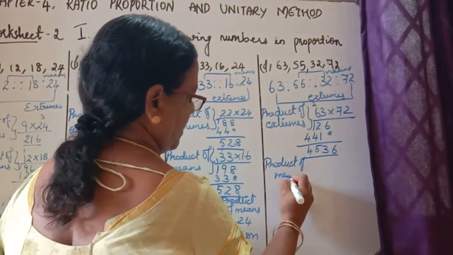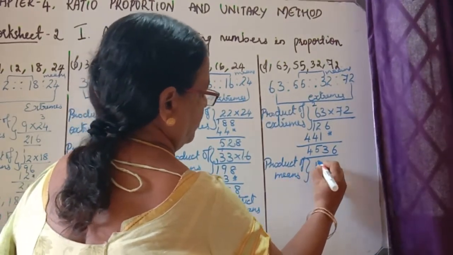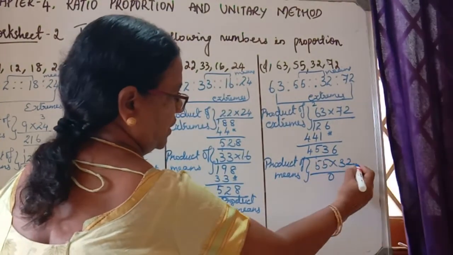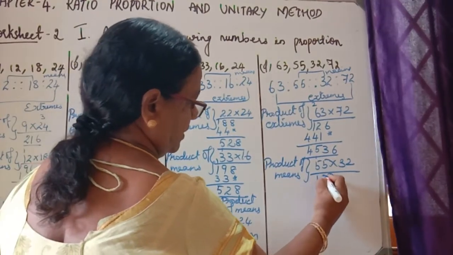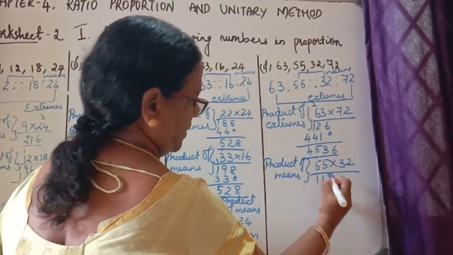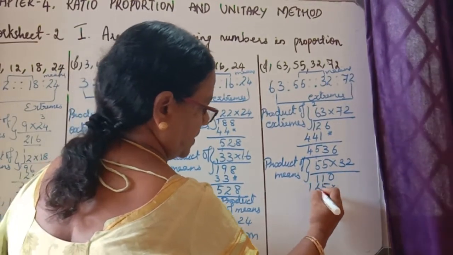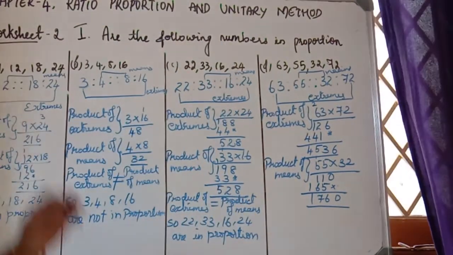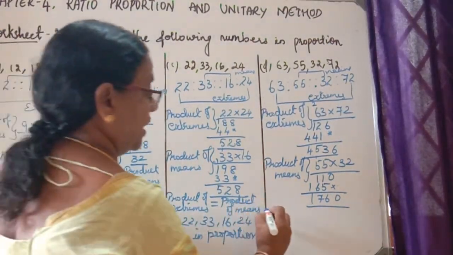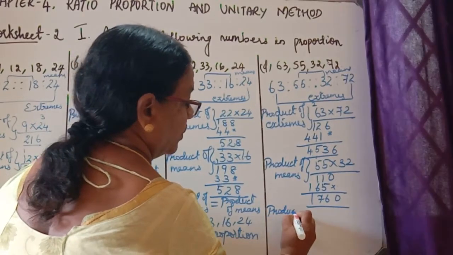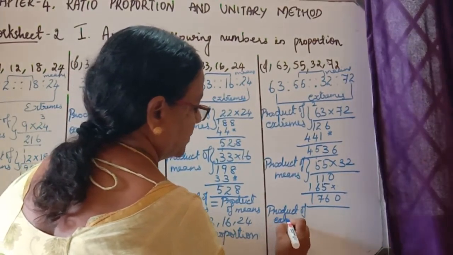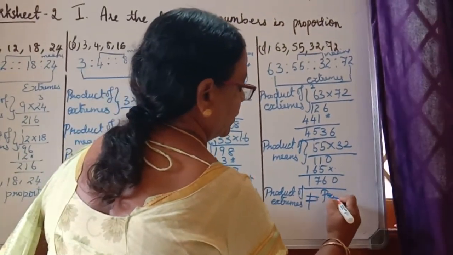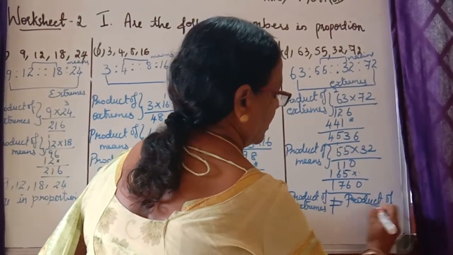Product of means. 55 into 32. 5 2s are 10. Remainder 1. 5 2s are 10 plus 1, 11. 5 3s are 15. Remainder 1. 5 3s are 15 plus 1, 16. Now product of means is equal to 1760. Here product of extremes is not equal to product of means.